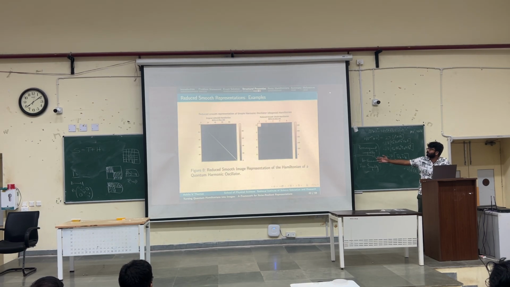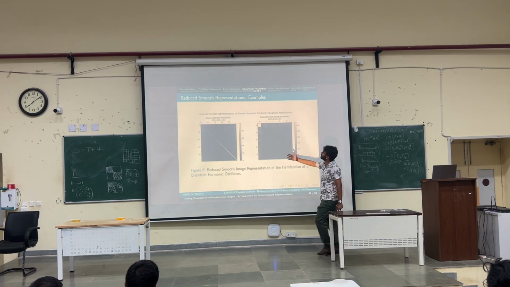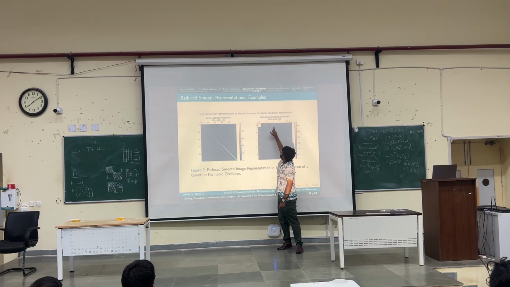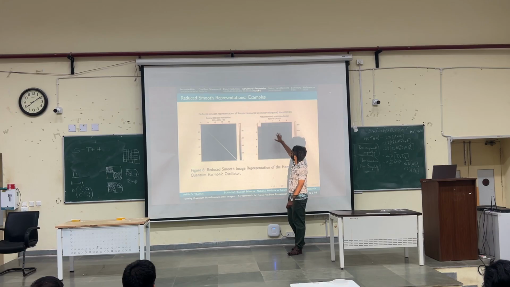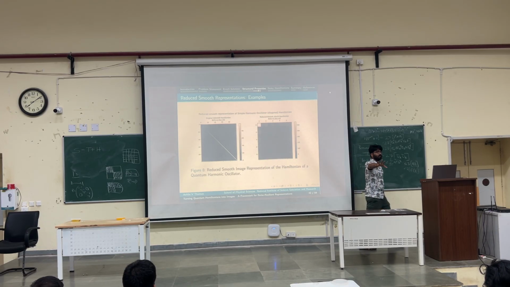These are just the reduced images. This is a 100 cross 100 Hamiltonian. This is the reduced image. You can see some variations here. A 100 cross 100 Hamiltonian is now reduced into an image of size 10 cross 10.